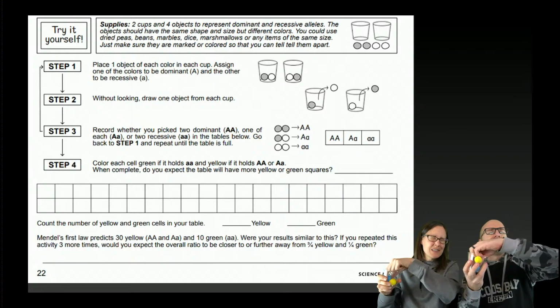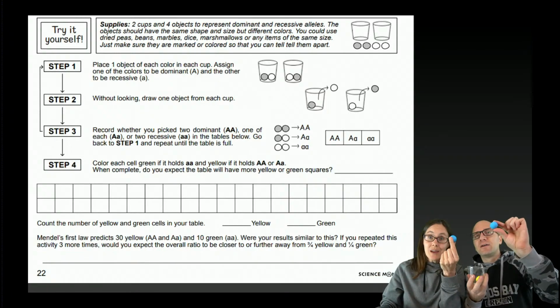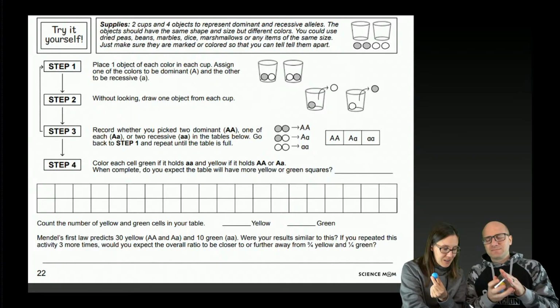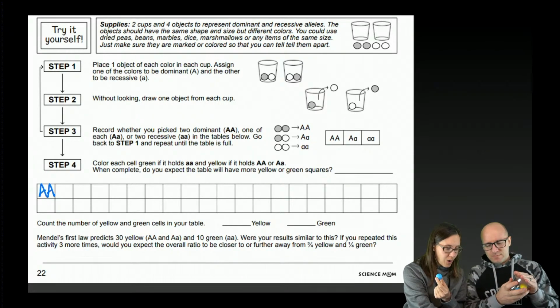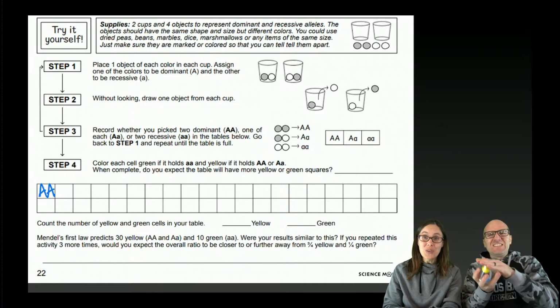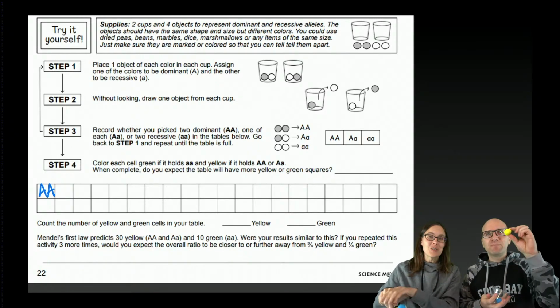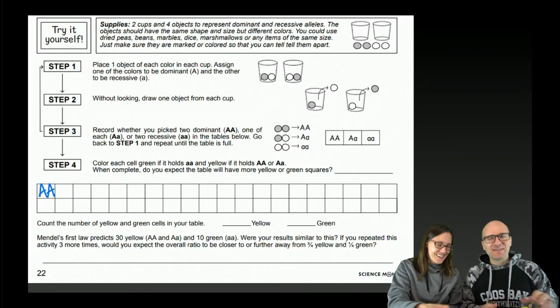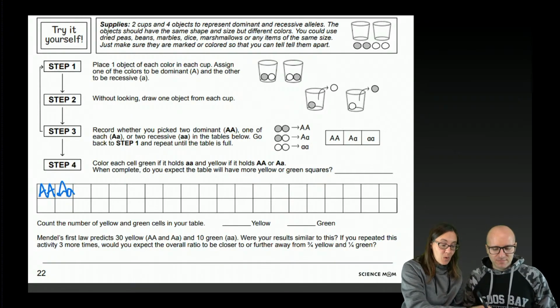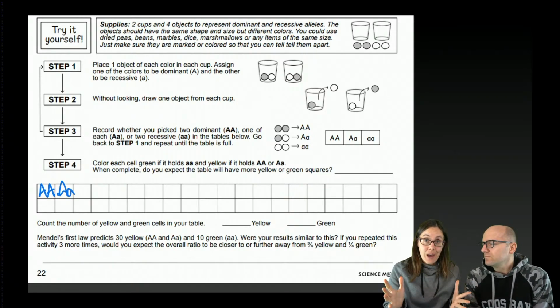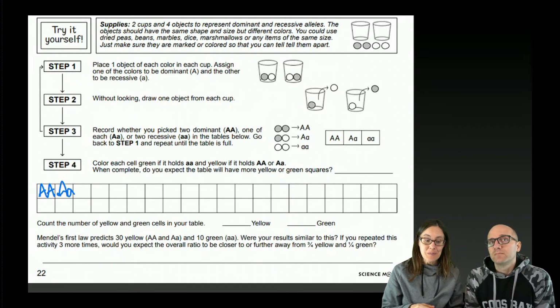All right. Okay, close your eyes. I'm ready. All right, we got blue and blue, so we are going to write AA for homozygous dominant there. And then you would keep going and you'd fill out the whole entire chart. You're gonna do it again? All right. I'm having so much fun. Heterozygous for our second one. All right. And the more you do, the closer you'll get to that ratio that you expect if the chance is random.